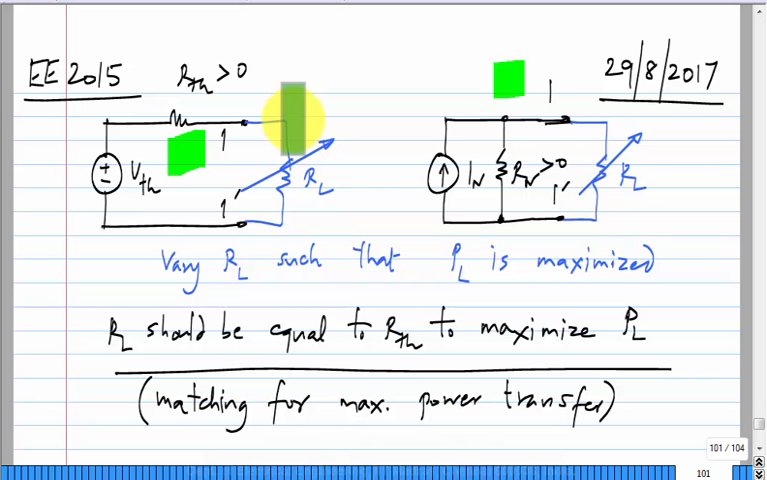So, you can't naively try to either maximize the voltage or the current through it. To maximize the voltage across RL, you need as high an RL as possible. To maximize the current through RL, you need as low an RL as possible. That way, the current will be nearly equal to VTH by RTH. But neither of them maximizes the power. To maximize power, you should have a reasonable amount of voltage and current. So, that happens for some intermediate value, and we have already calculated that it happens when RL equals RTH.